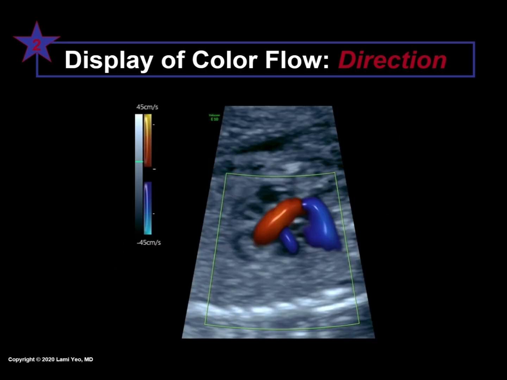Here is an image that nicely shows the changing direction of blood flow relative to the transducer. For this particular ultrasound machine, the color bar is located on the left side of the screen. The ascending aorta is shown in red color because the flow is traveling towards the transducer. However, as the aorta turns to become the transverse aortic arch, the color Doppler signal changes to blue because the flow is now traveling away from the transducer.